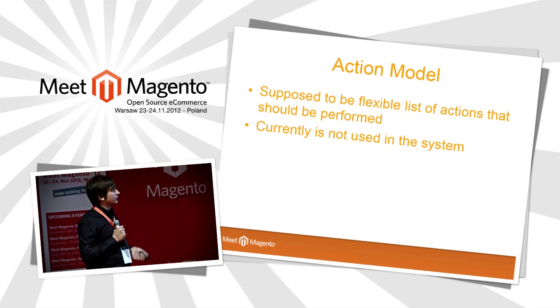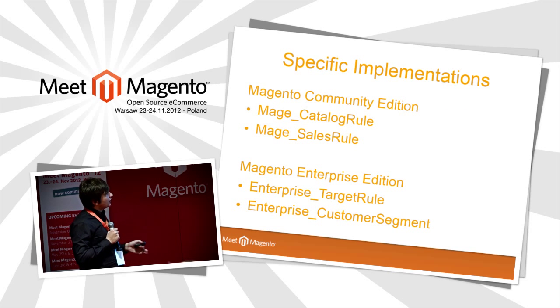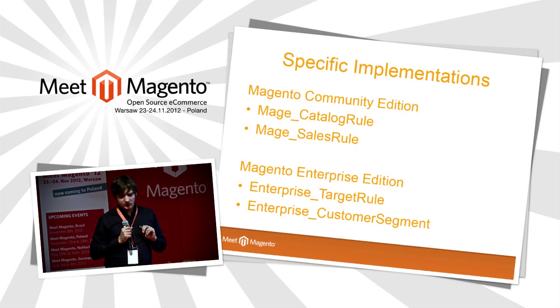And also actions are not used currently in the system. So now let me tell you a bit about what kind of implementation Magento has. Actually, in Community Edition, there are only two modules. It's Mage Catalog Rule and Mage Sales Rule that we already talked about. But in Enterprise Edition, there are more.